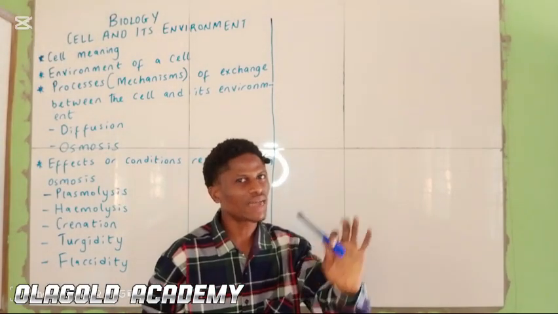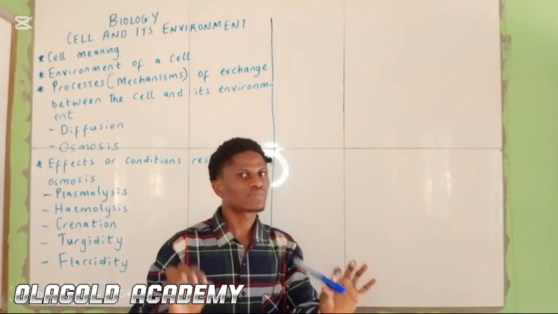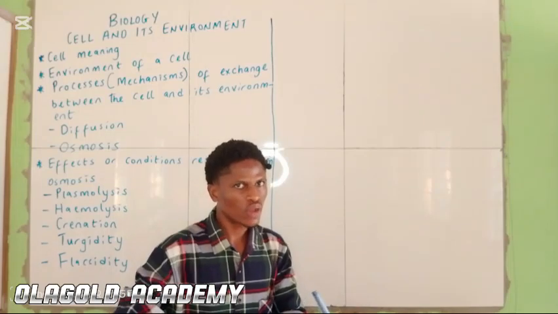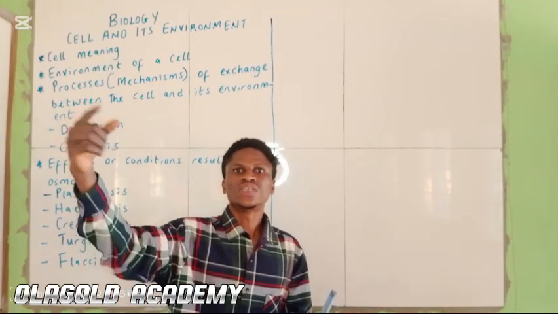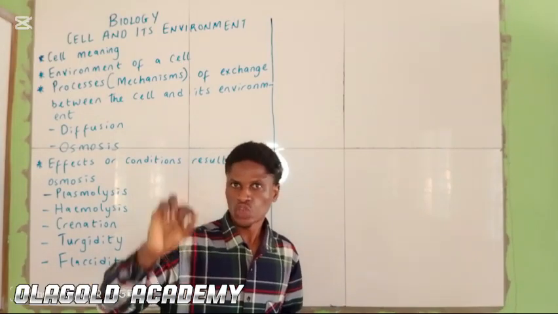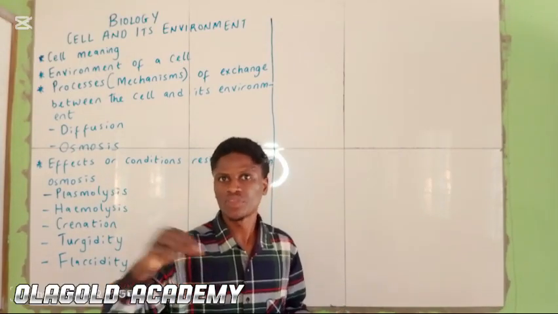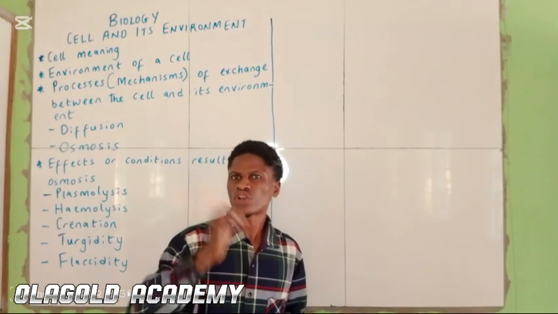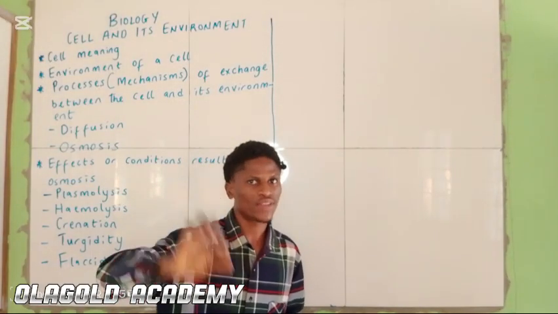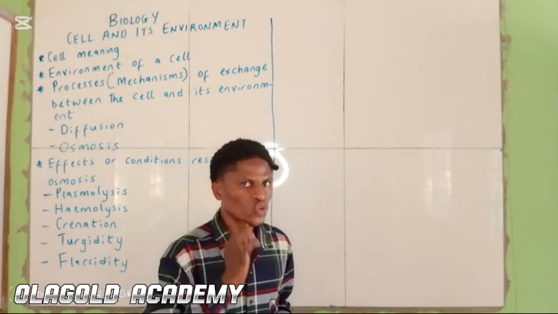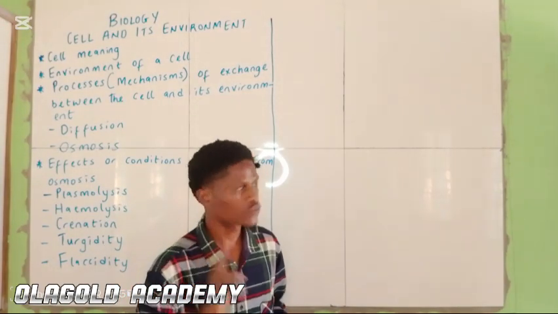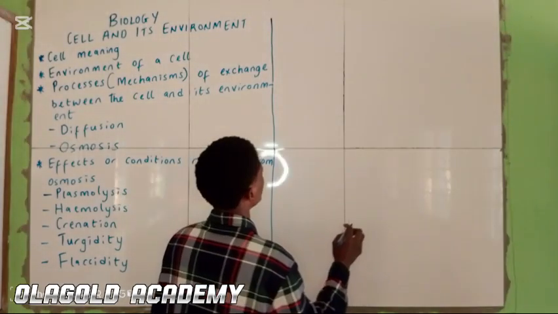Remember, I said that osmosis can be defined as the movement of water molecules from the region of low osmotic pressure to the region of high osmotic pressure through a semi-permeable membrane. And I said osmotic pressure is caused when water molecules move into a hypertonic solution. Please take note.